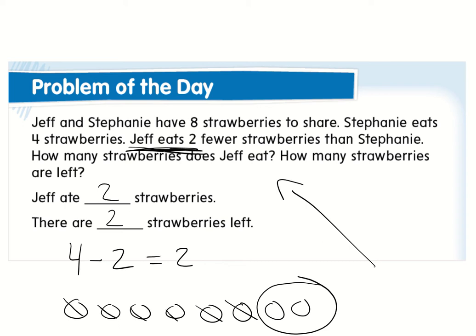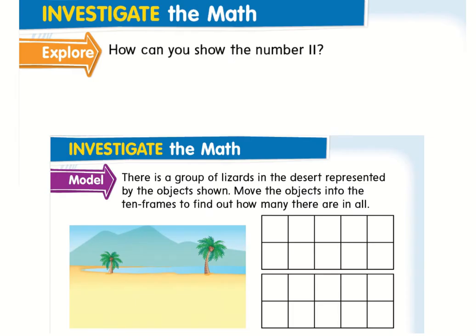Alright, so let's get started here today. How can you show the number 11? We're going to start talking about place value here, boys and girls. Now, there's a group of lizards in the desert represented by objects shown down here. So we're going to start off by trying to represent the number 11, okay?